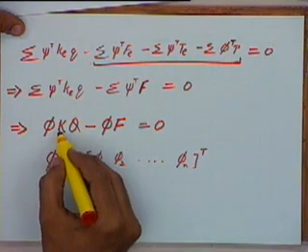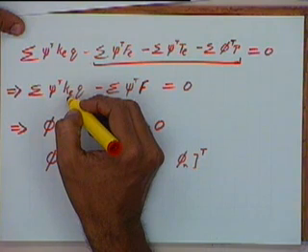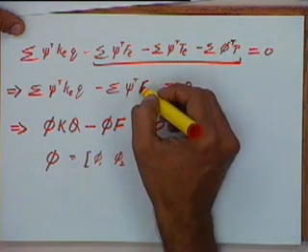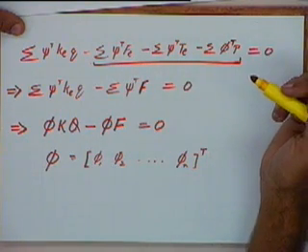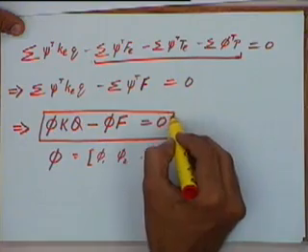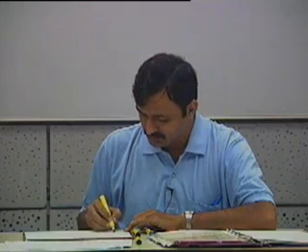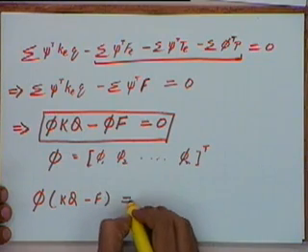This global matrix K will be assembled from the individual stiffness matrices just like we did earlier. The global force matrix will be assembled from the individual force matrices and the point loads just as we did earlier. So we will get this equation for the Galerkin's approach, and I can write that as phi into KQ minus F will be equal to 0.